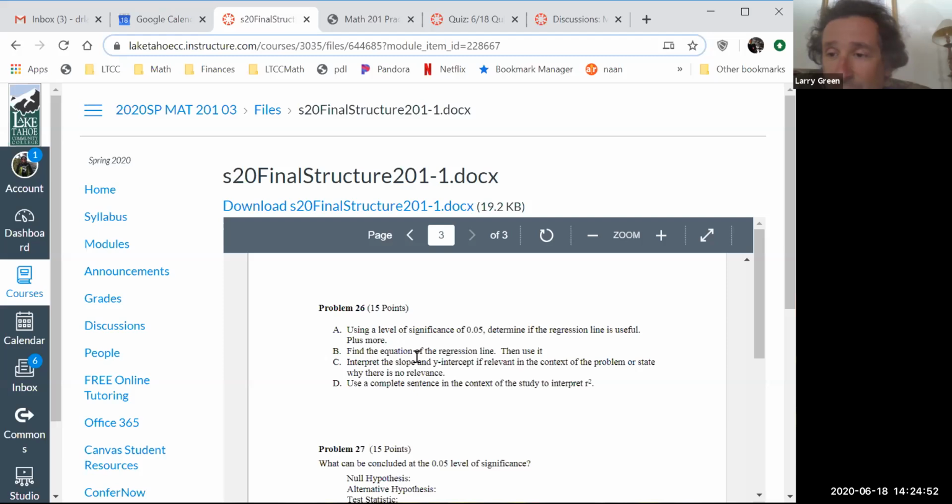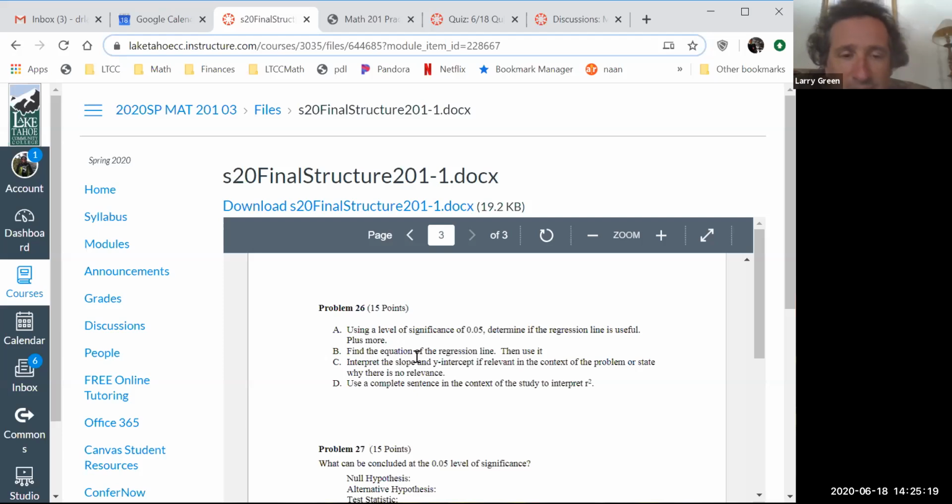I want to confess something. I should change this a little bit. I realized this was too much for one part, so there's actually an A, B, C, D, and E. It shouldn't bother you, but C is going to be interpret the slope, and D is going to be interpret the y-intercept if it's relevant. So just to let you know that I did that. It's a very minor change. I decided it'd be better to break those down into pieces.